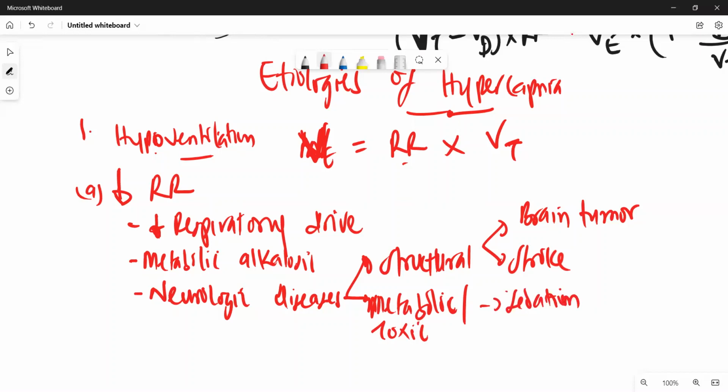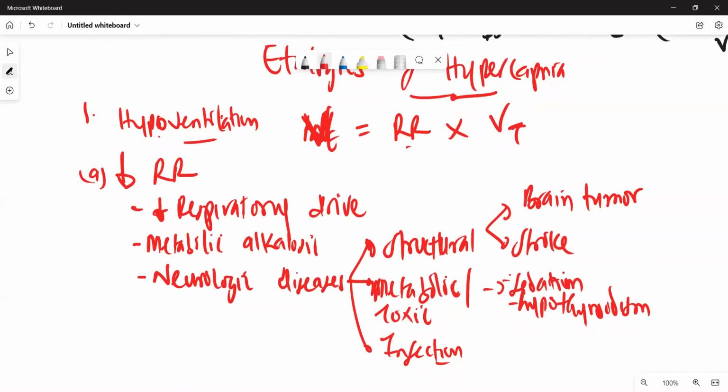With this, examples are things like sedation and severe sepsis. But bear in mind, sepsis itself will also activate the respiratory center, so patients can also have respiratory alkalosis. So if somebody has severe sepsis, that can also suppress the respiratory drive. Also things like hypothyroidism. And then the last one is infection. If somebody has a CNS infection like encephalitis or meningitis, that will also suppress the respiratory drive. So that's decreased respiratory rate.